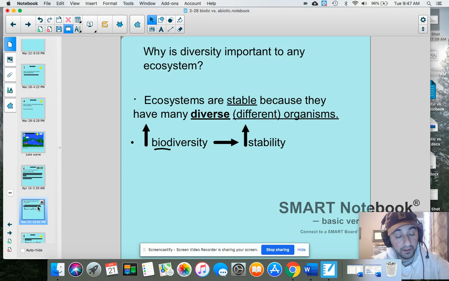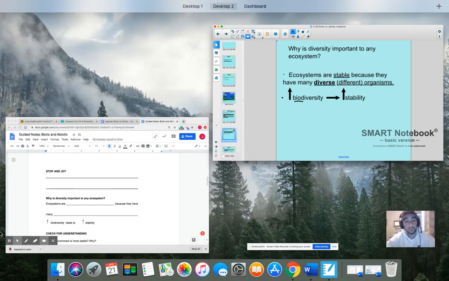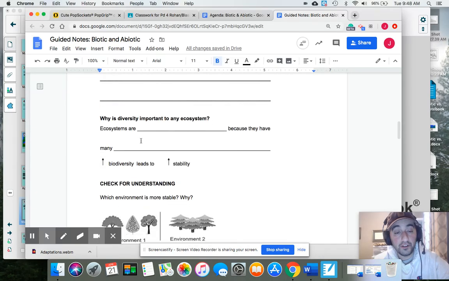All right, so after you completed your stop and jot, let's take a look at the next overriding question for today's lesson. Why is diversity important to any ecosystem, right? Usually in science, there's a reason for everything. The reason why for the importance of diversity in an ecosystem is that ecosystems are stable, which means that they are balanced because they have many diverse or different organisms. So go ahead and fill that in on your guided notes over here.